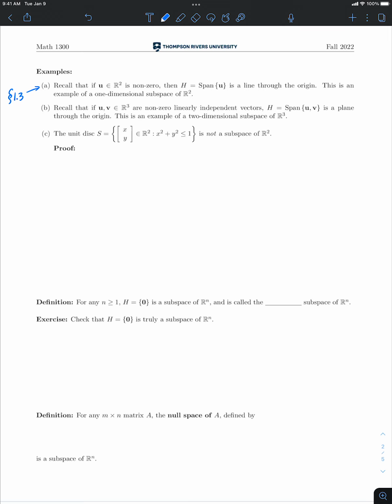But this was actually discussed in a little more detail in section 1.3, along with a diagram and a picture. So I'll encourage you to refer to that if you've forgotten or if you think it might be useful to revisit that. I'd refer you back to your notes in section 1.3 where that was discussed a little bit more.